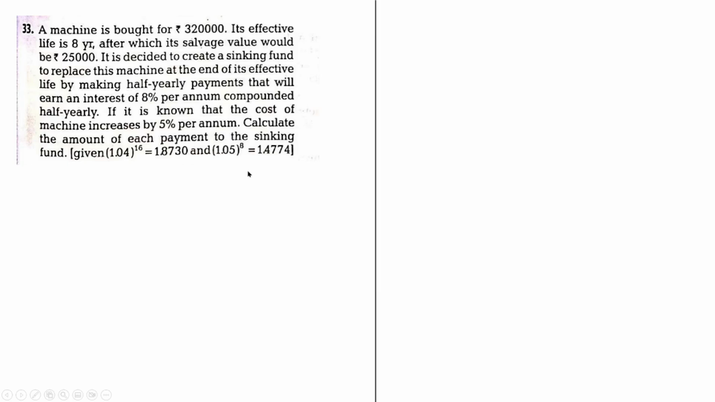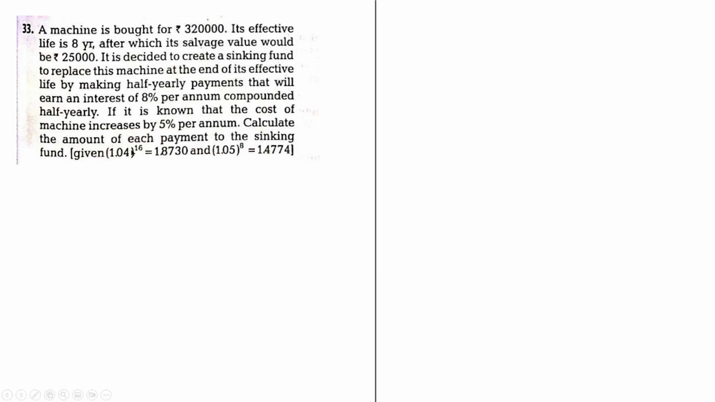All these values are given. So here we can see that a machine is bought for rupees 3,20,000. Its effective life is 8 years and its salvage value at the end of its life will be rupees 25,000. So here a sinking fund is decided to be created in which half yearly payments are made where the interest earned is 8% per annum compounded half yearly. And one more piece of information given is that the cost of the machine increases by 5% per annum. We have to calculate the amount of each payment to this sinking fund.